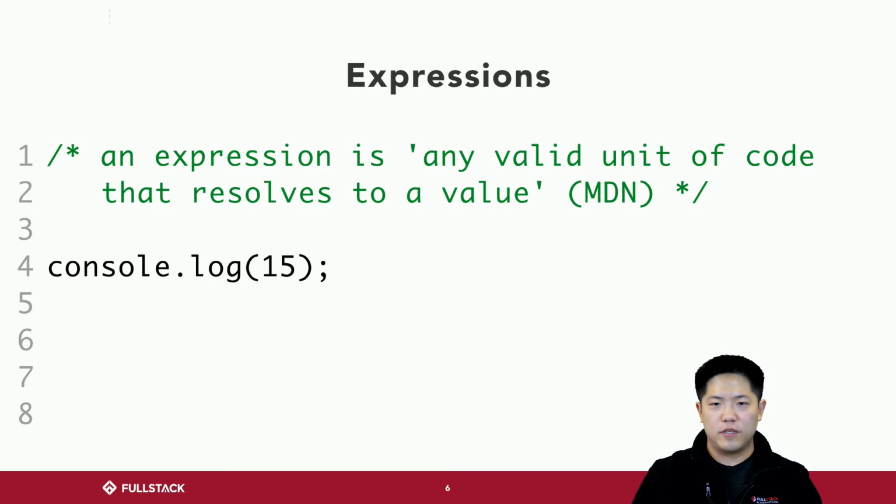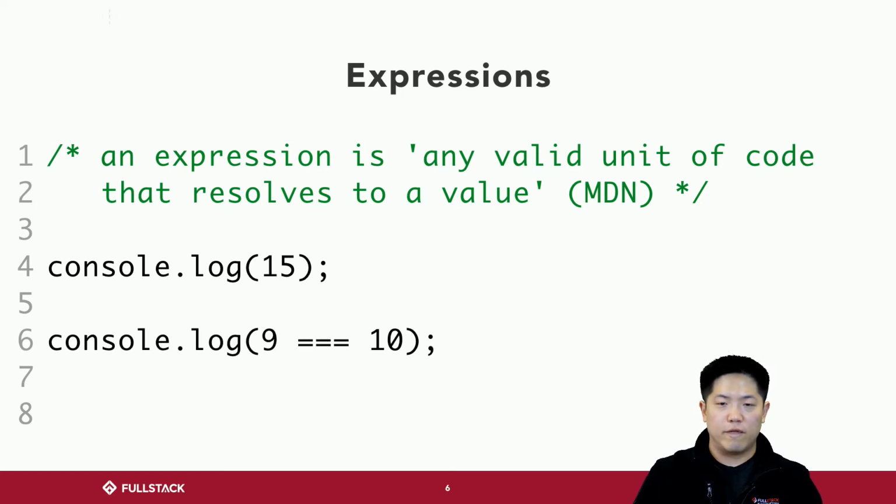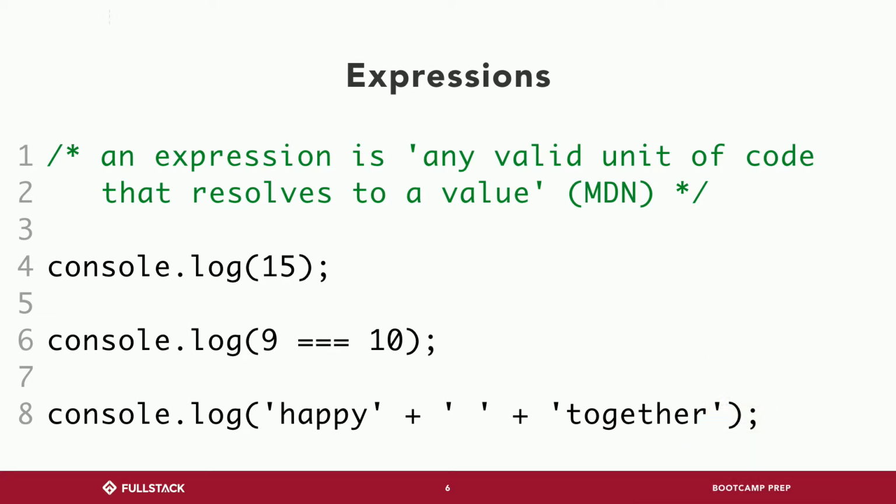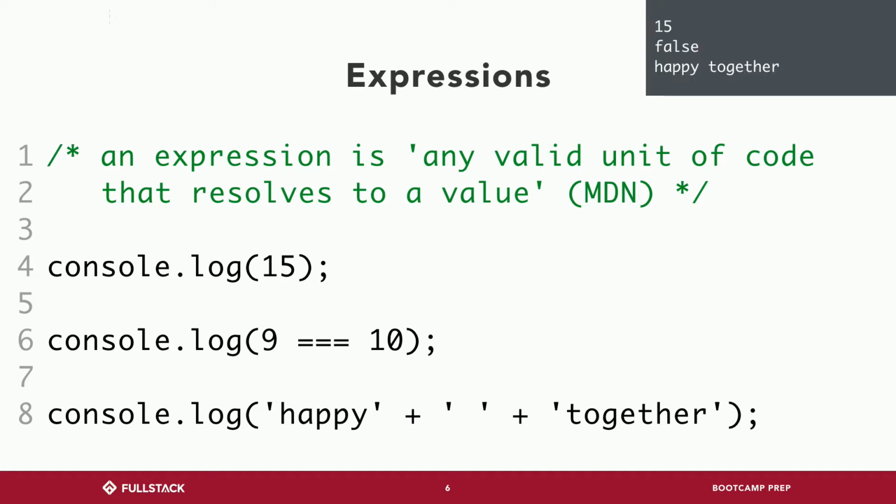So here we do a console log of 15, and a console log of 9 triple equals 10. In the first one, we are console logging out a number. The second one is a little confusing, because it's not really a number, since we have that triple equal sign in there. And then here we have happy plus an empty string plus together. These pieces look like code; they're not just a single value. So if we run this, we get 15, false, and happy together, because console log is expecting a final value that it can output, and these expressions all evaluate to one specific value that comes out.